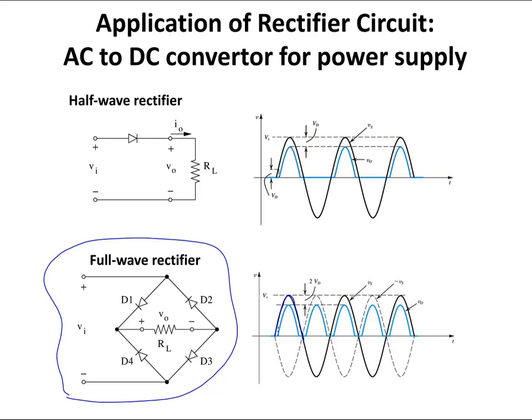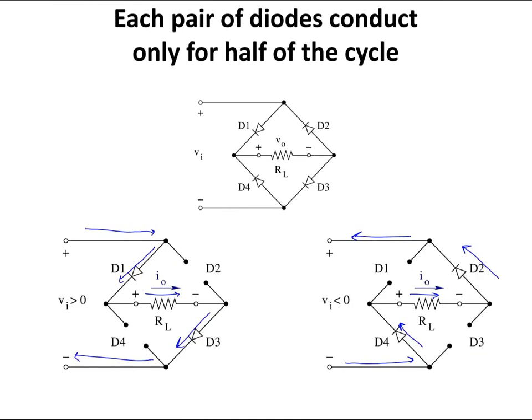When the value of Vi is greater than 2 times VD0, the output is going to have a positive non-zero value, equal to Vi minus 2 times VD0. So 2 times VD0 volts is going to drop across the diodes, and the rest is going to drop across the load resistor.